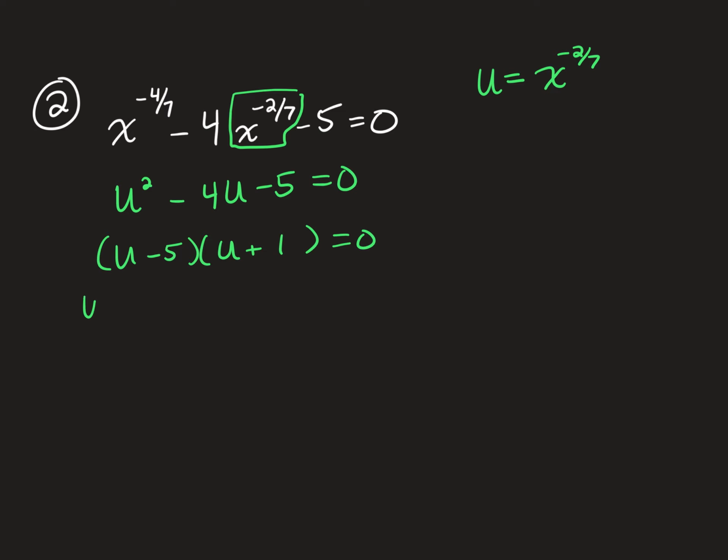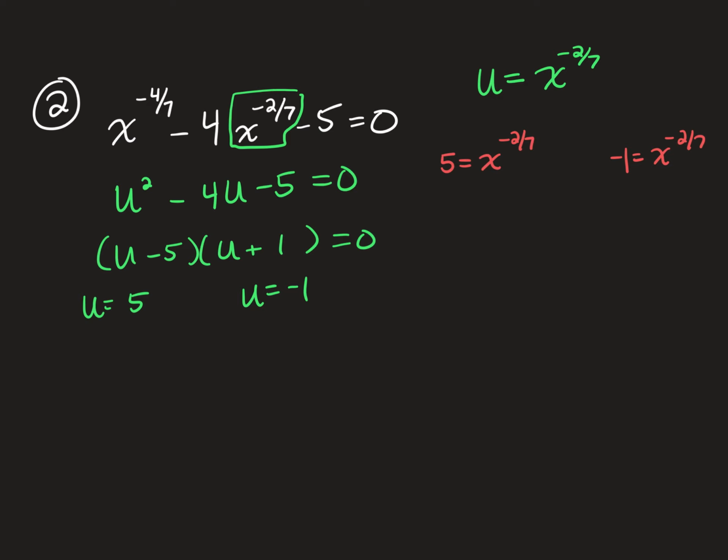And then solve for u. Always going back to what you decided to substitute u for in the beginning. So we have u is actually holding the place for x to the -2/7 power. So I'm going to rewrite my 2 solutions as 5 equals x to the -2/7 power and -1 equals x to the -2/7 power. Now you've got a few options here. Our goal is to ultimately get a 1 as our exponent on x.